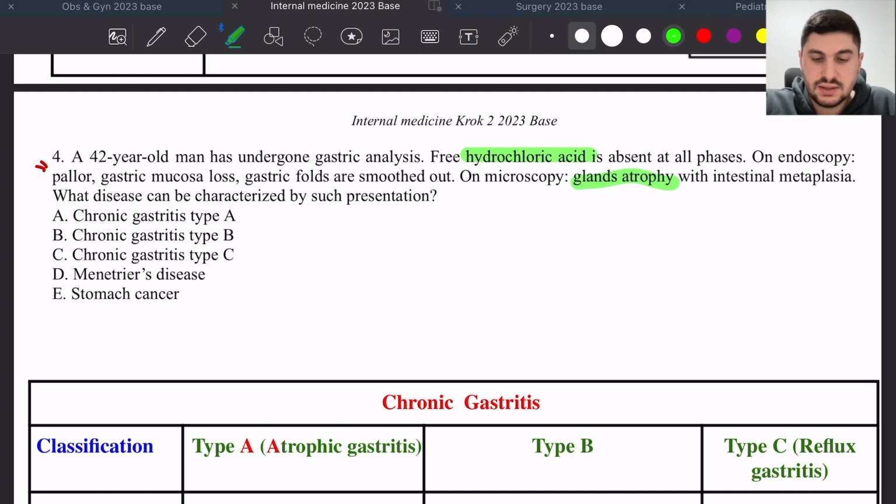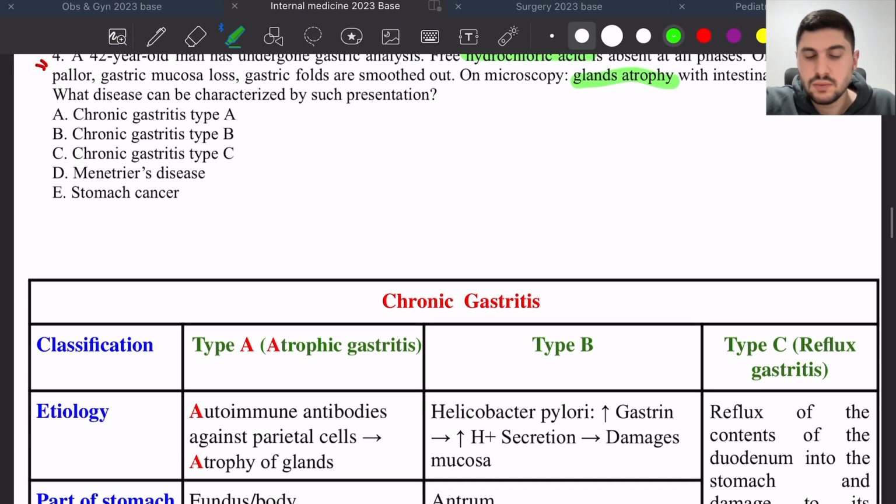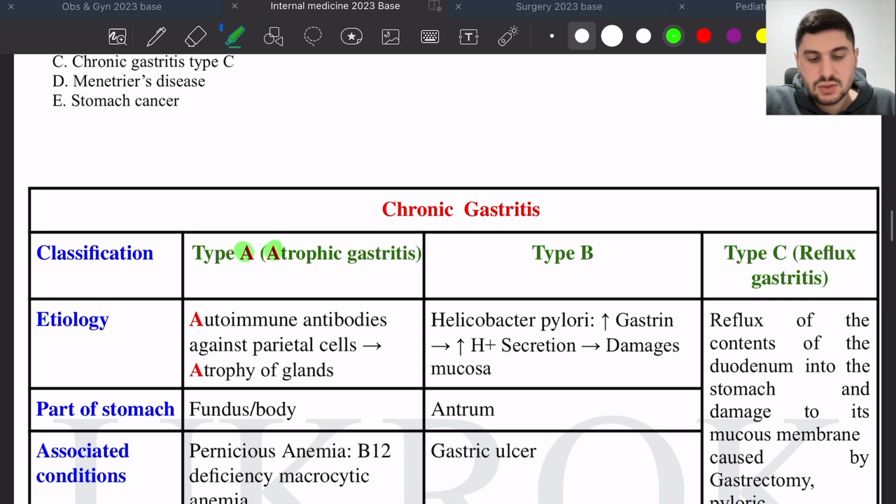We have here gastritis, inflammation of the stomach, and we have 3 types of gastritis: gastritis A, B, and C. Most commonly in the questions you will see A or B. A is called atrophic gastritis. A, atrophic. It causes atrophy of the glands in the stomach, especially the glands that contain parietal cells. And these parietal cells, guys, produce acid.